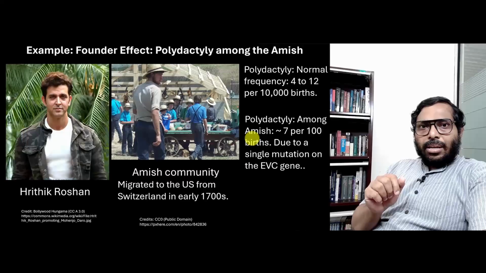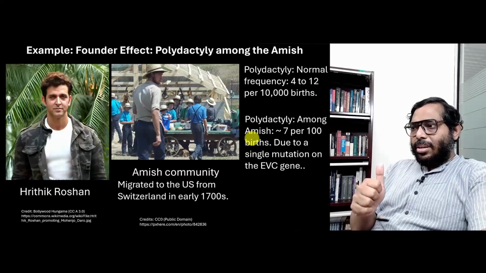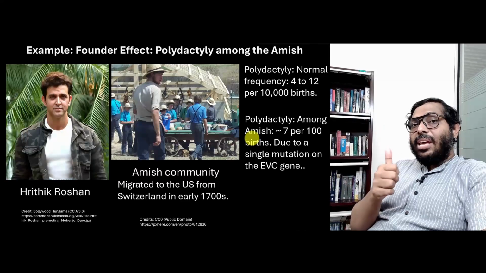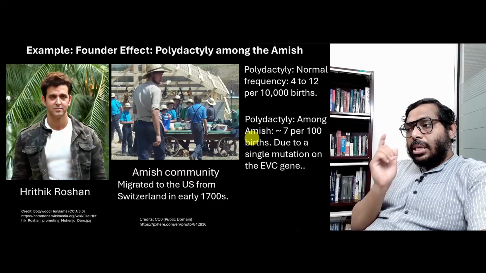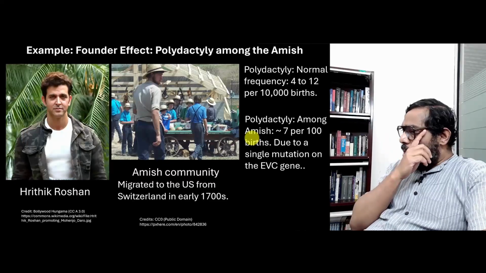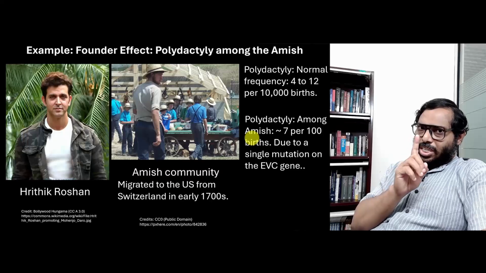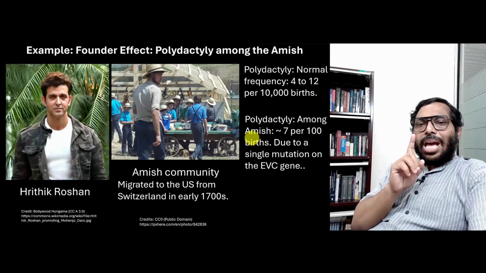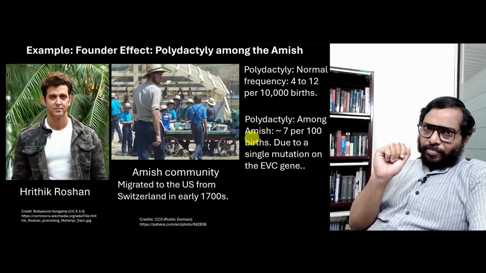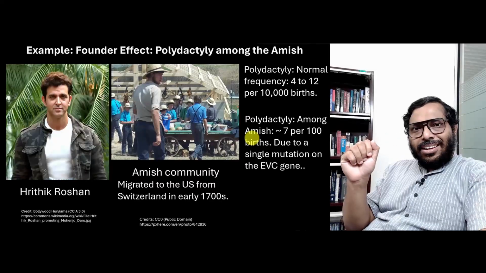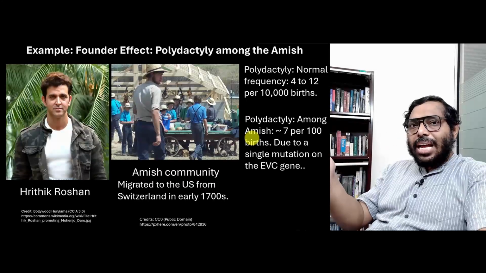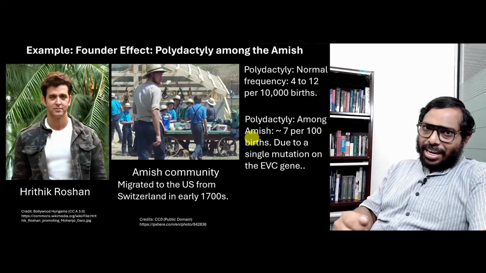But as I said, the one thing that is very interesting among the Amish is that they have a very high frequency of polydactyly, and this particular thing actually comes due to a single mutation on a gene known as the EVC gene, right. Now, why exactly is it that the Amish have such a high frequency of polydactyly?